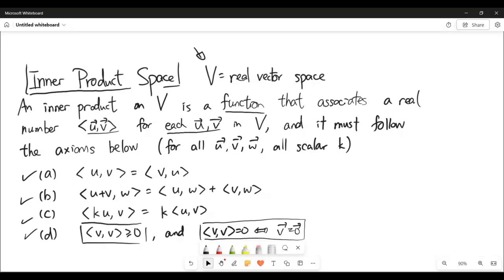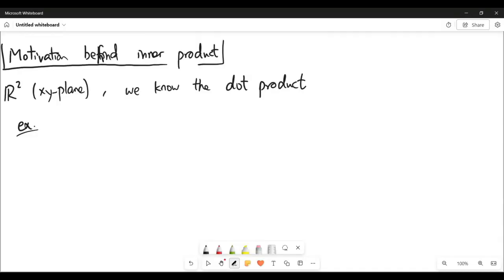If you just look at this page, it looks like an abstract definition, and it doesn't really provide any motivation for why we have to look at the inner product space. So that's why on the next page, we'd like to look at some motivations. The motivation behind the inner product is based on what we have learned in high school, the so-called dot product. So let's take a look at this example.